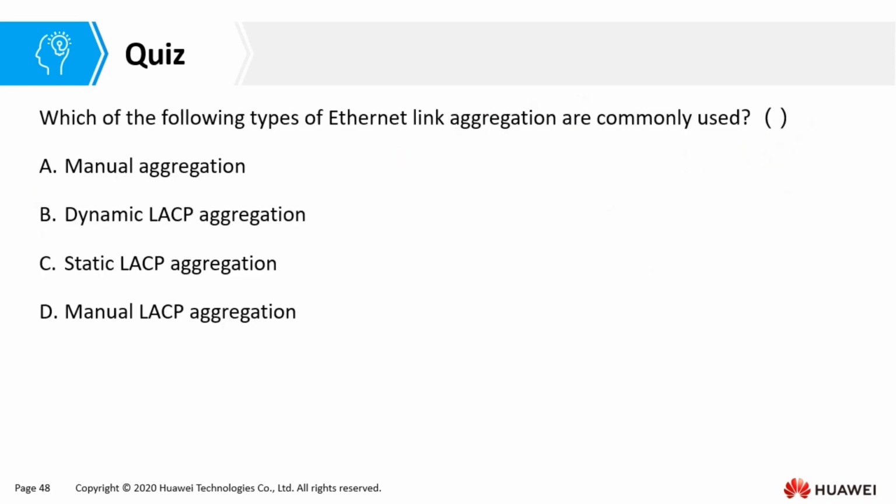Which of the following types of Ethernet link aggregation are commonly used? We have manual. We don't have manual LACP. We have dynamic LACP and static LACP. So the answer will be A, B, C.